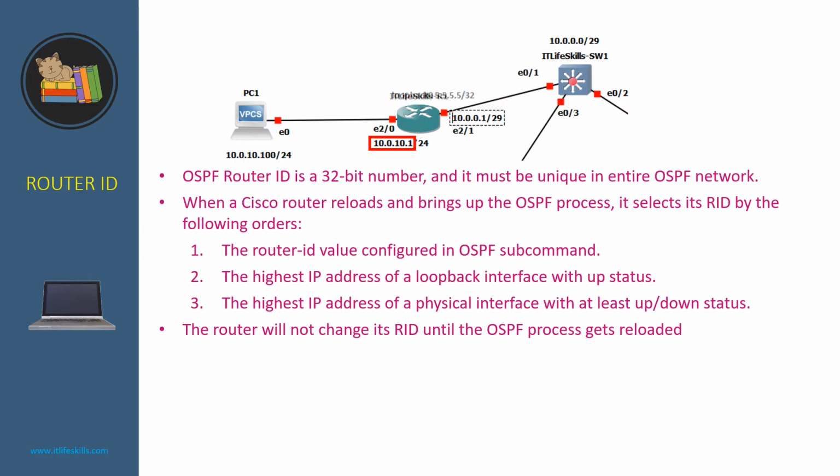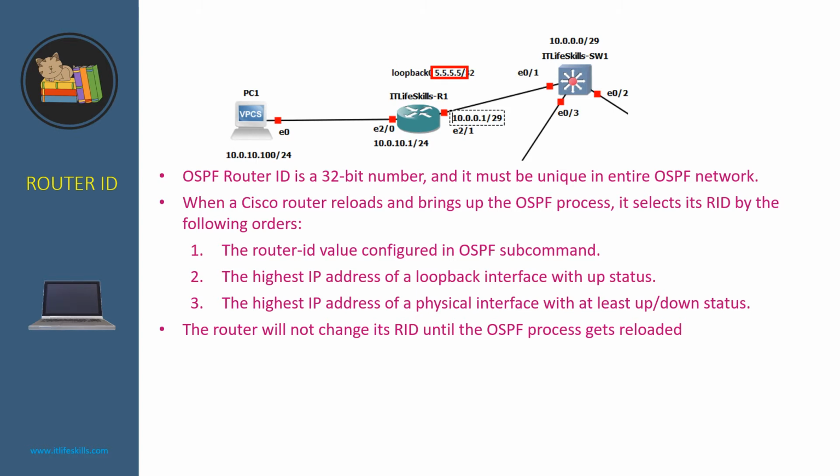Now if we configure the loopback interface and assign an IP address to it and make it in up status, the router will not change its router ID. However, if we reboot the router, then the router will pick up the IP address of the loopback interface, even though the IP address of the loopback interface is less than the IP addresses configured on the physical interfaces.